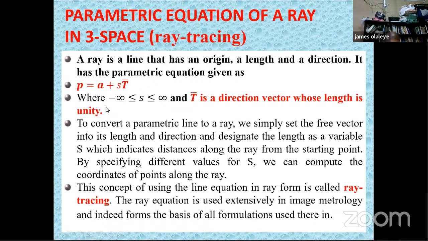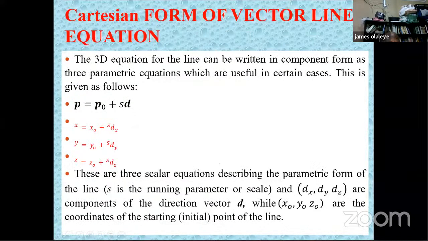Now, when I ask you to distinguish between a ray equation and a line equation, the line equation is P equal A plus T into P minus A. But if I say the ray equation, then you say the ray is A plus S times T, where T is the direction of the line and S is the magnitude of the line. That's the difference between a ray and a line.